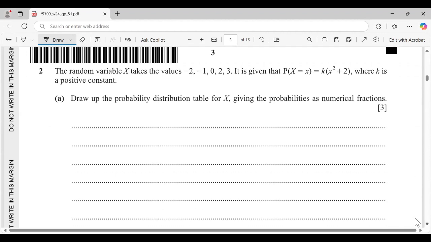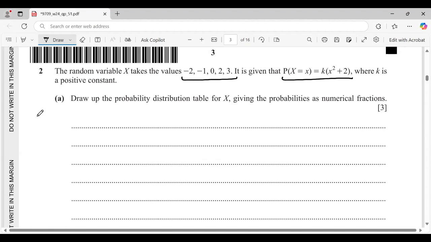Number two, the random variable X takes the values minus 2, minus 1, 0, 2, 3. It is given that the probability X equals x is k times (x squared plus 2), where k is a positive constant. Draw up the probability distribution table for X, giving the probabilities as numerical fractions. The random variable X values are these, and the probability mass function is this one. So now we are going to compute the unnormalized probabilities and normalize.